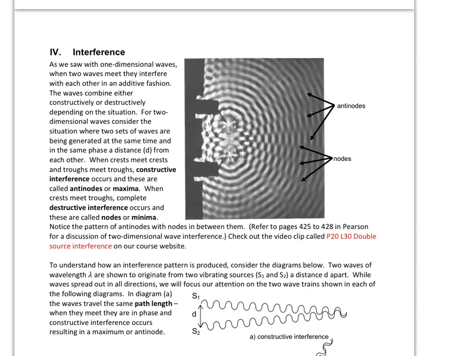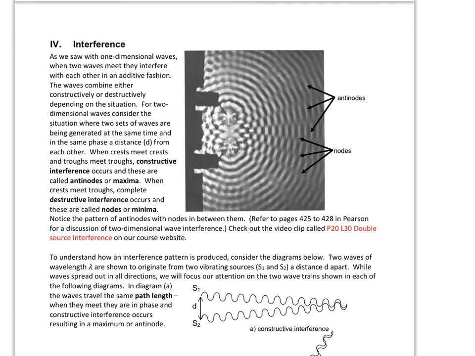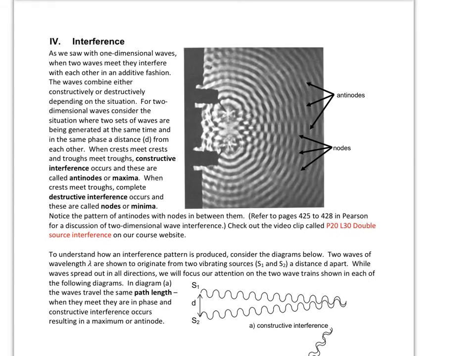Okay, interference. As we saw with one-dimensional waves, when two waves meet, they interfere. Remember we saw this when we had a wave coming in this direction and in this direction. If we have two waves whose crests meet, they will be amplified into a large wave, and when we have a negative and a positive wave meet, they will be interfering completely with one another. Destructive interference. Okay, the same thing happens when we have two-dimensional waves.